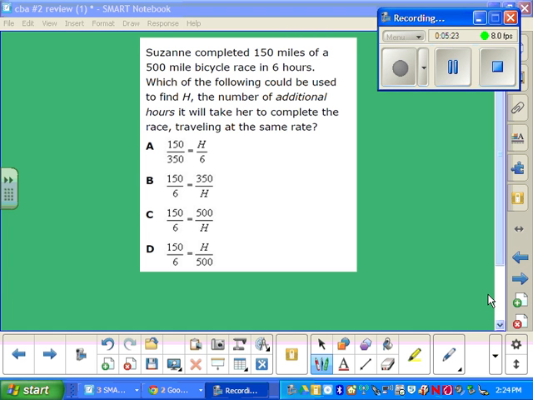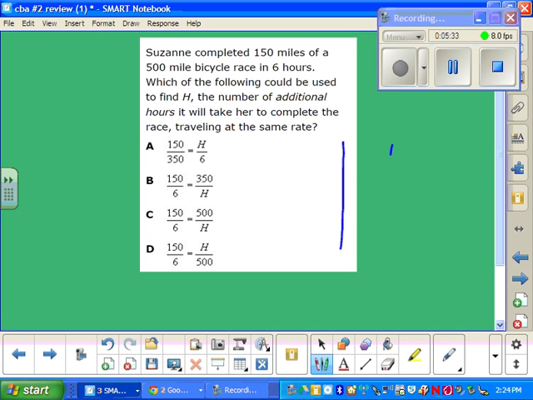Okay, guys, for this one, you're going to need to look at the question and see that she already completed 150 miles out of the 500. So if we were to subtract that, we would get 350. So we're going to put miles over hours. And then we're going to put 150, because that's how many she completed, over 6 hours.